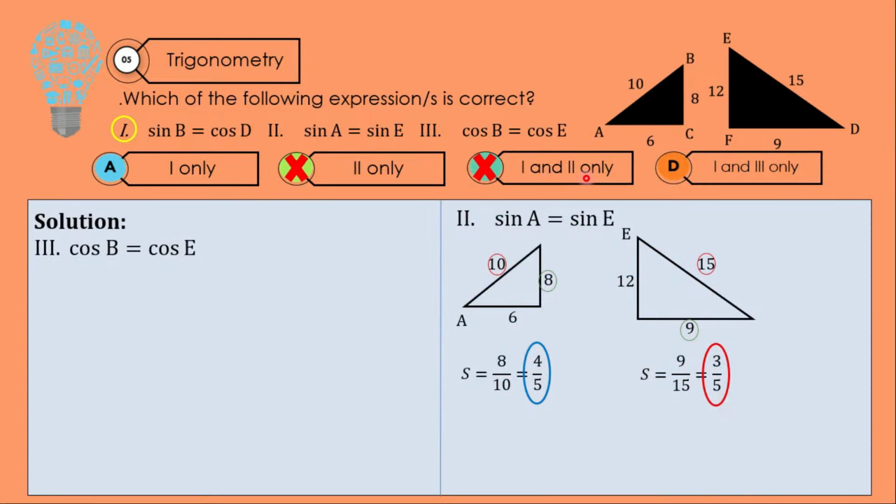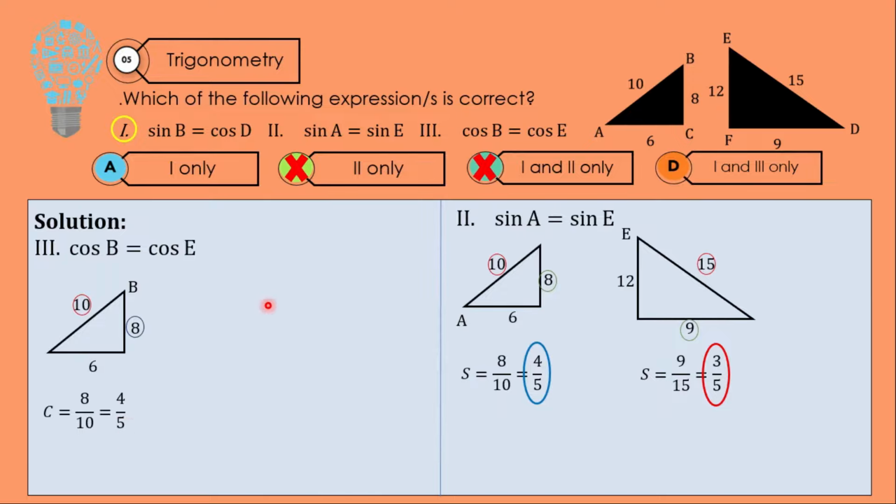We have cosine B is equivalent to cosine E. Our first triangle has its angle at B, and now we have a cosine function, so we're going to find its adjacent and hypotenuse. Our adjacent here is 8, and the hypotenuse is 10. Therefore, we'll have 8 over 10, which is equivalent to 4/5.